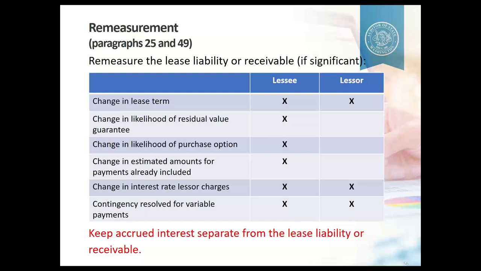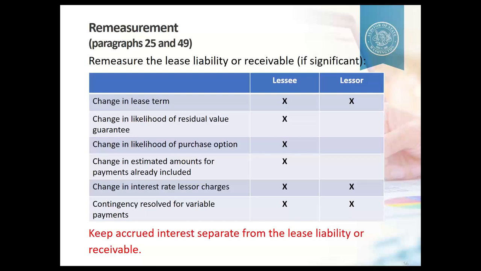Change in the likelihood of a residual value guarantee, that would just be for the lessee. Change in the likelihood of a purchase option, we were talking about that earlier. Change in estimated amount for payments already included. Change in interest rate the lessor charges. Remember, we're not talking about the discount rate yet. And a contingency resolved for variable payments. In fact, one thing you don't see on this list is a change in the discount rate. You don't go back and remeasure simply because you've had a change in your discount rate, maybe your incremental borrowing rate changed. But if you're remeasuring for one of these other reasons, that would be the point to look at the discount rate and say, has it changed enough that I want to incorporate that into my remeasurement? But you don't remeasure solely for a change in the discount rate.